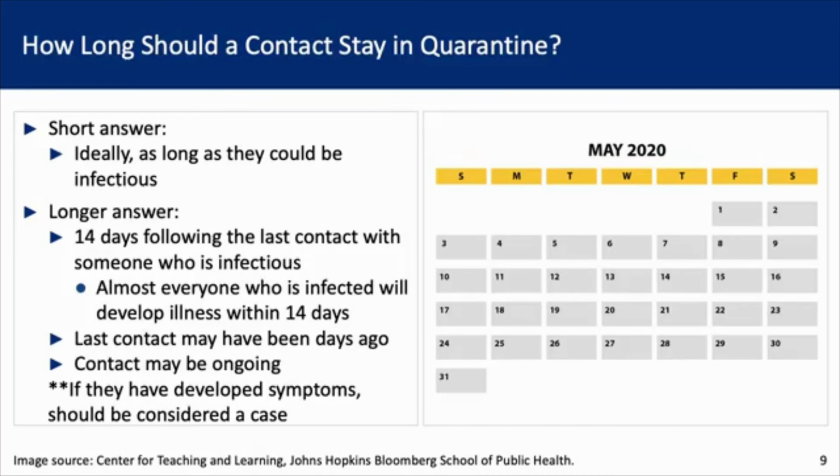It's important to note also that when you're having a conversation with a contact, if they've developed symptoms, they should probably be considered a case. And so then you would talk to them about isolating rather than quarantine.